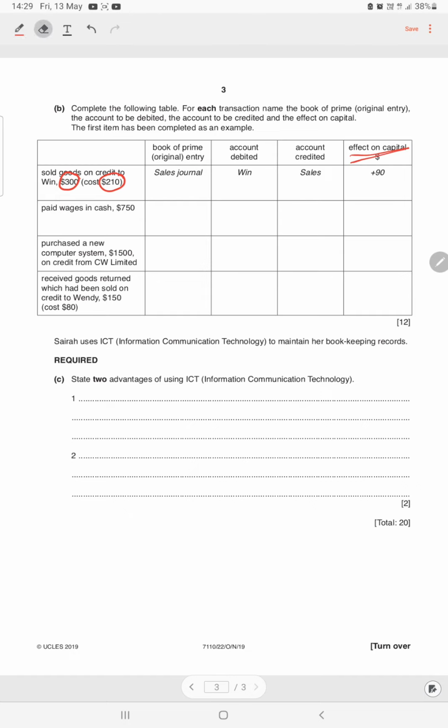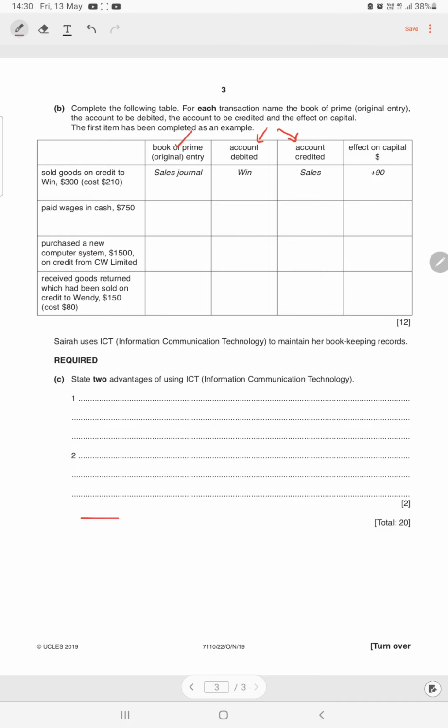Okay, let me go through this format first and explain the format. In the first column you have to write the book of prime entry. How are you going to answer those questions? You go to the transaction, identify what type of transaction it is. Based on that, you can categorize it into a book of prime entry, the individual ledger accounts to record that entry, and the effect on capital. So this is the account to be debited, the account to be credited, based on double entry rules. If you figure out what type of transaction, that's all you need to know, because once you figure out what type of transaction, you can figure out the book of prime entry and the individual ledger accounts that need to be recorded. Let's touch on effect on capital, because I feel like a lot of you forget this.